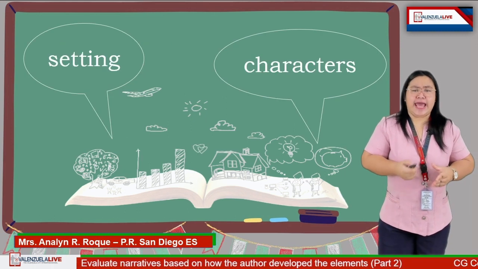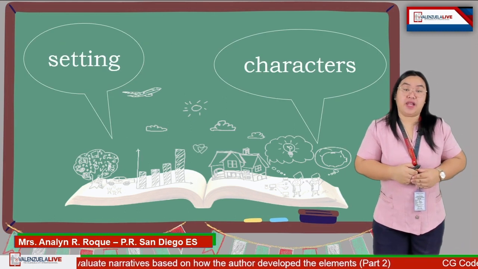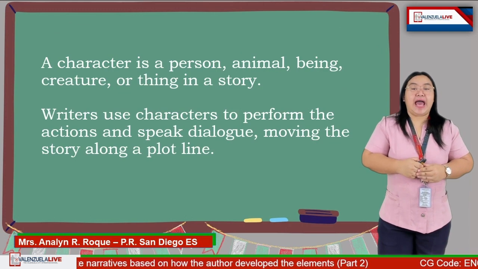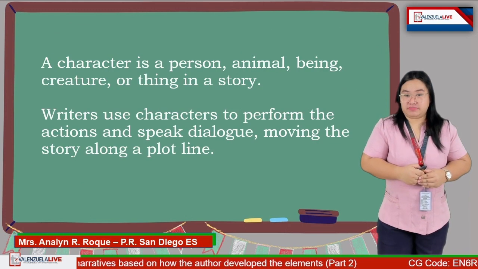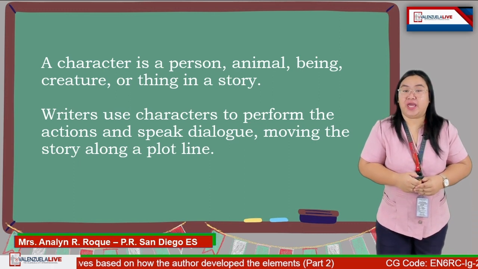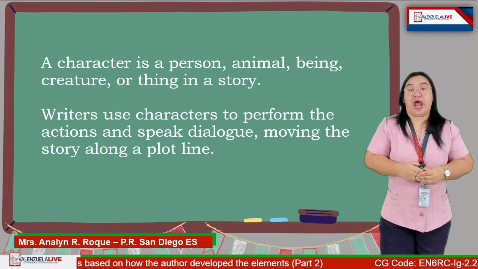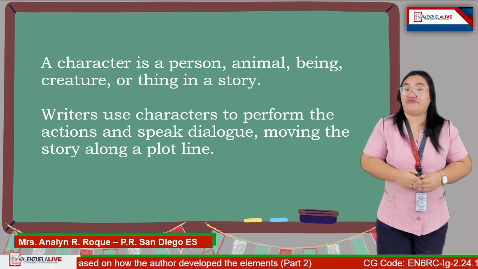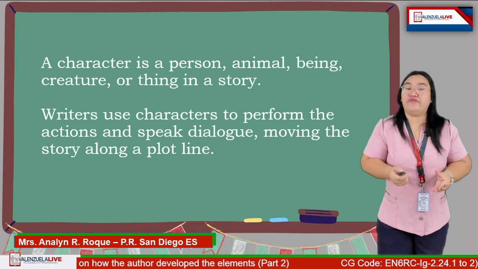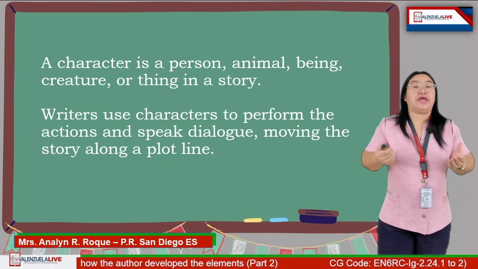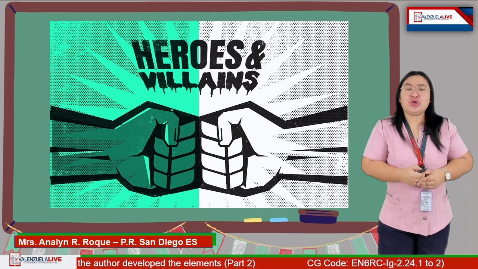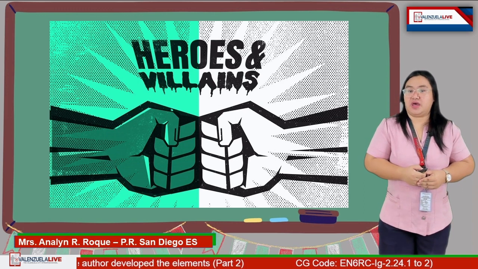Now, let us proceed to the next element of the story, the characters. A character is a person, animal, being, creature, or thing in a story. Writers use characters to perform the actions and speak dialogues, moving the story along a plot line. Let us now pay attention to heroes and villains.